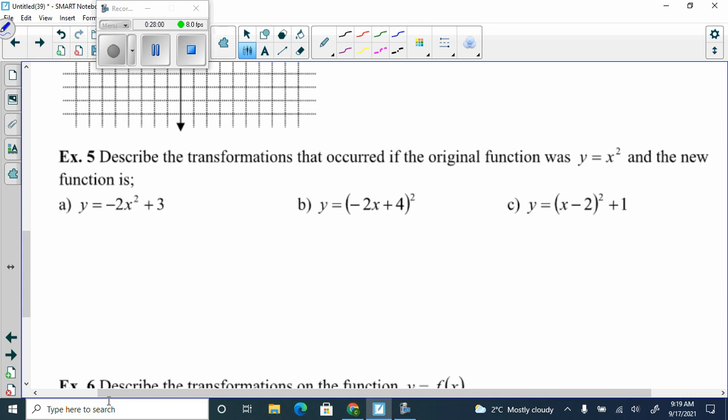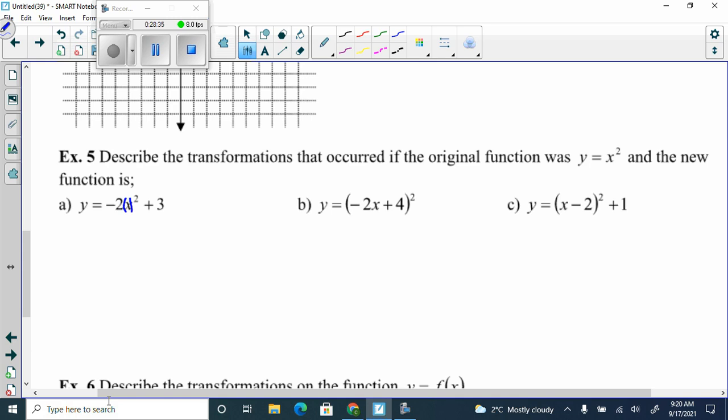Describe the transformations that occurred if the original function was y equals x squared and the new function is this. So let's go through, and if it's an x squared like this, I will always bracket my x if it's not already bracketed. So if you look in B, this whole thing is bracketed, so the whole thing is x, correct? If you look in C, this part's bracketed, so that part's x. We agree? If you look in A, is there anything bracketed? No, so then I put brackets because it's just there.